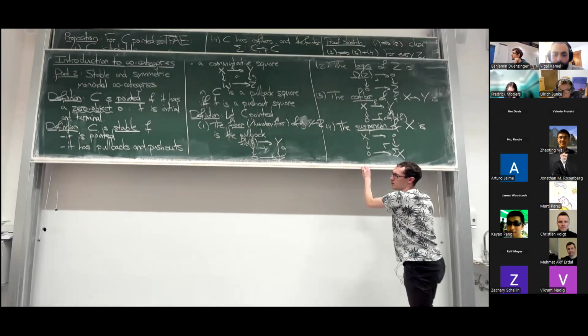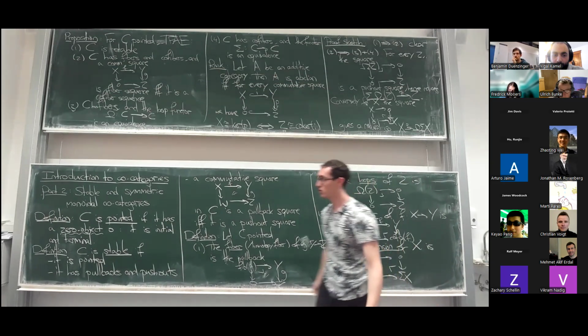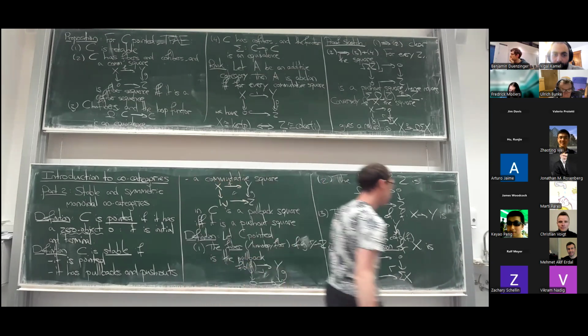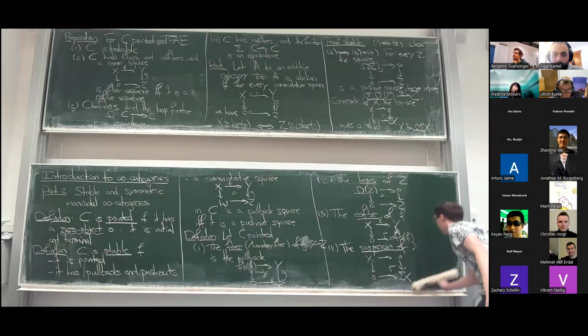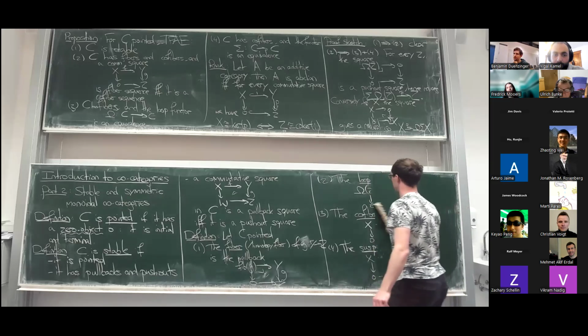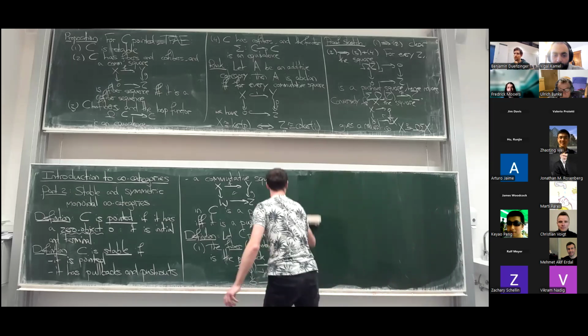And then, 3 is just a dual condition of 4. So if we show that 3 implies 1, then we also get that 4 implies 1, because condition 1 is self-dual. You can just apply the proof to the opposite category, and you will get the other implication.